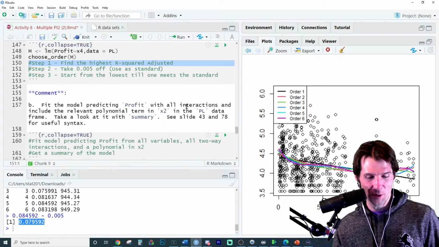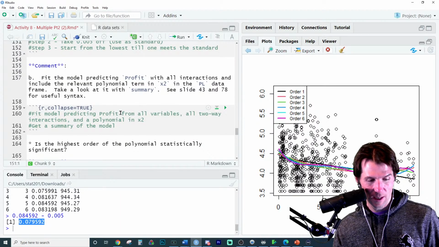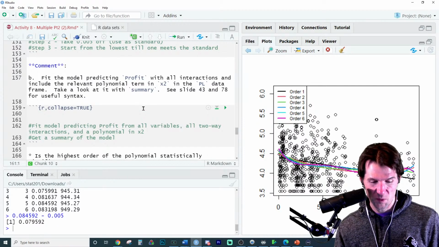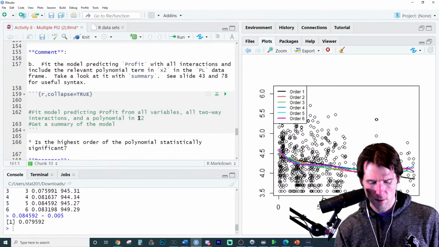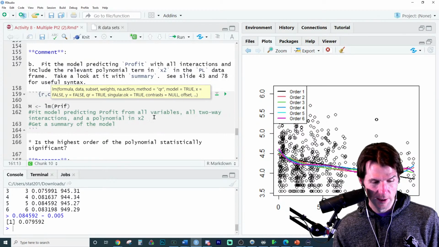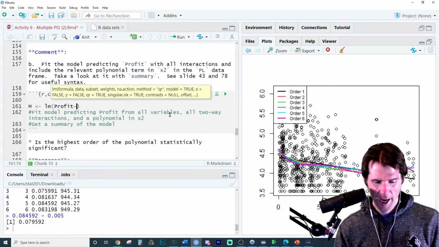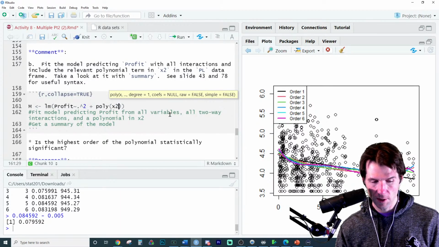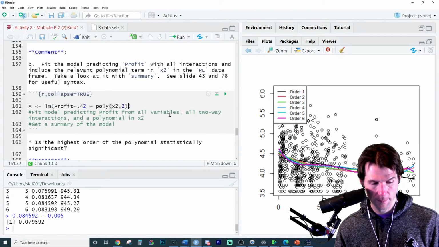Awesome. Fit the model predicting profit with all the interactions, including the relevant polynomial term in X2 in the PL data frame. Take a look at the summary. Okay, so we use the poly function. LM, profit, all two interactions, plus poly, x2, there we go, and degree equals 1. I can just put that right there.